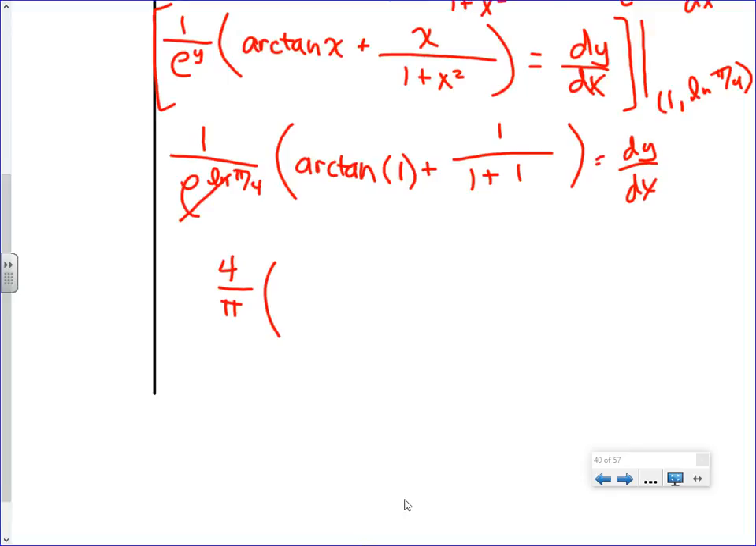Wait, this is one we should know. At what angle is sine and cosine the same? Hence, when you divide the two, they end up just reducing to 1. Pi over 4, and if it's positive, I just want positive pi over 4. Plus 1 over 1 plus 1, which is 1/2. Could that be the answer? Yes. I'll box it.